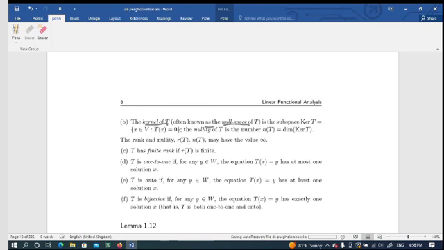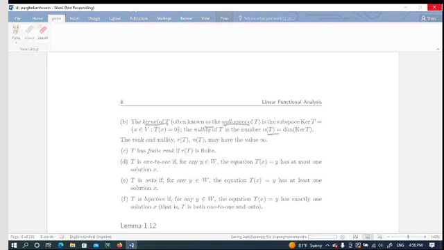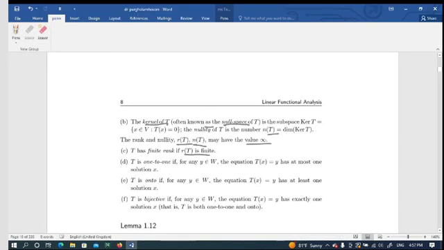We denote the nullity of T, the dimension of the kernel. We say that T is finite rank.